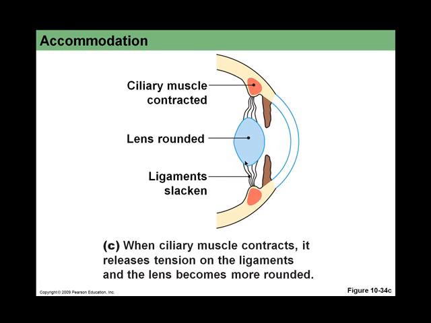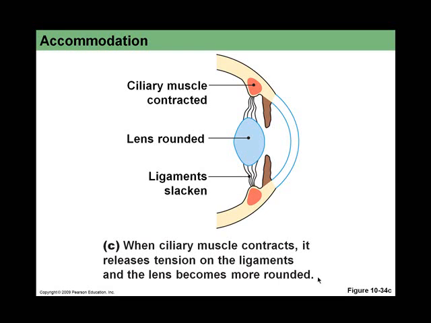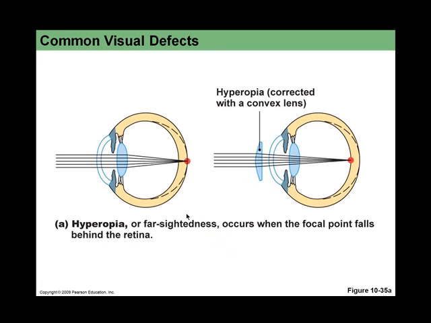I didn't have to start wearing reading glasses until I was about 50, so somehow I was on the later side of the curve, but still I am there, and virtually everybody reaches that point. So when the ciliary muscle contracts, it releases tension on the ligaments, and the lens becomes more rounded.